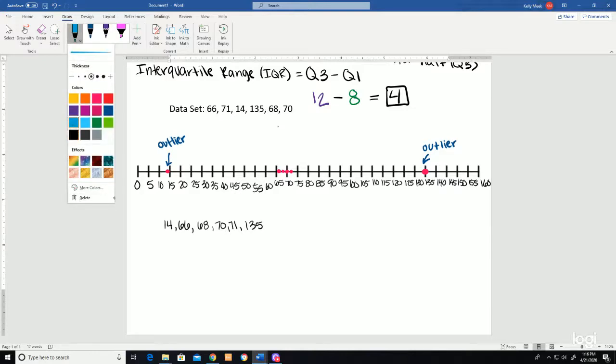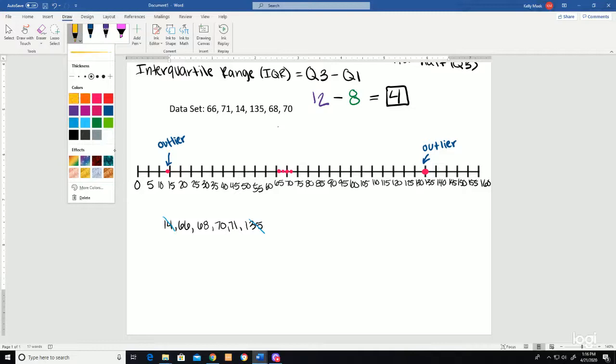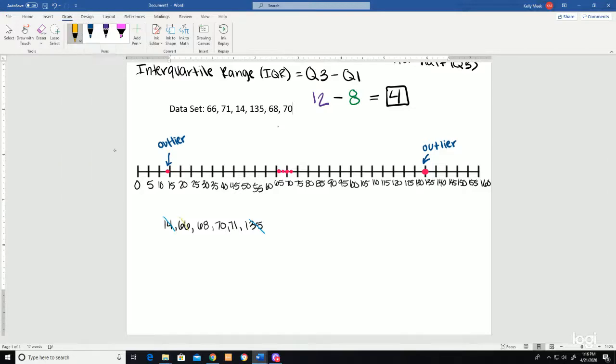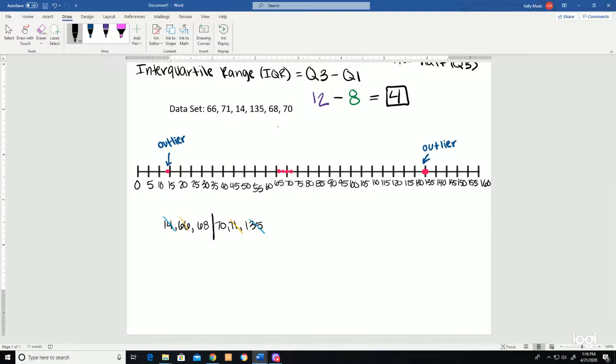To find the median, I cross out the lowest and the highest at the same time. So 14 and 135 are gone. 66 and 71 are gone. Now remember, if I am left with two medians here, I can't just have two medians. I have to have only one median. So when this happens, I'm going to draw a line down the middle, all right? And I'm going to add these together. All right, when I add those together, I get 138.